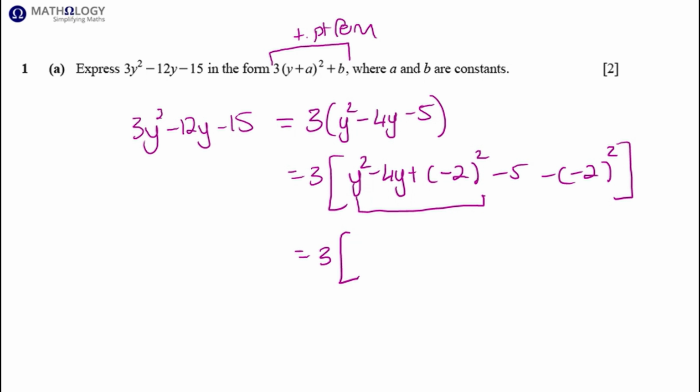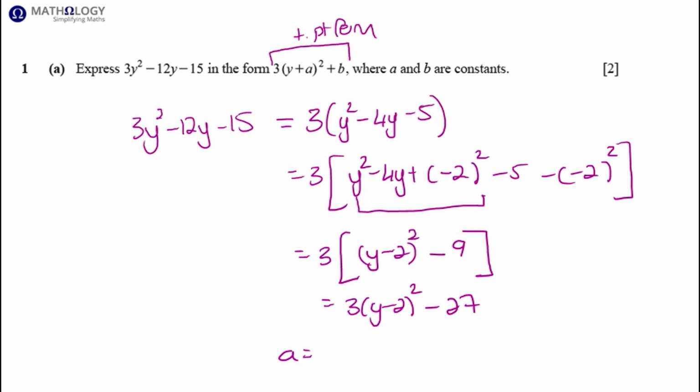The first 3 terms form a perfect square trinomial, so we'll have (y minus 2) all squared, and we can evaluate the last 2 terms, so minus 5 minus 4 will be minus 9, and we can now bring 3 into the square bracket, so 3 times (y minus 2) all squared minus 27. A is therefore minus 2 and b is minus 27.